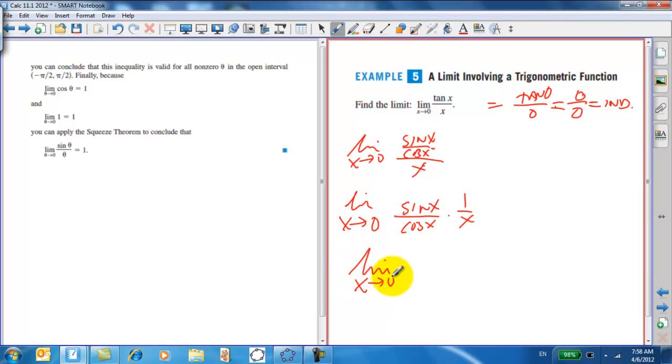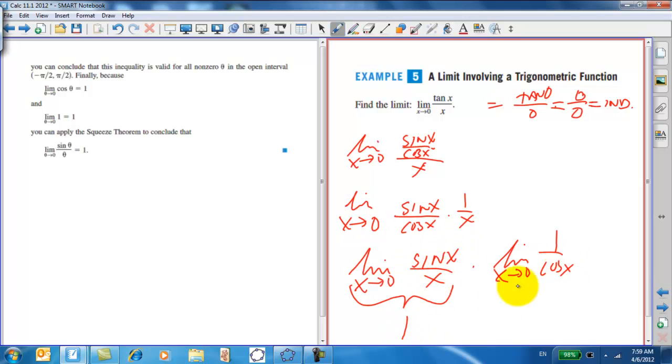Limit as x goes to 0 of sine of x over x times the limit as x goes to 0 of 1 over cosine x. This is our new limit definition, our tricky sine limit. Limit as x goes to 0 of sine x over x is 1. This one is 1 over cosine 0. So that's 1 times 1 over cosine 0, which is 1, so you get 1.